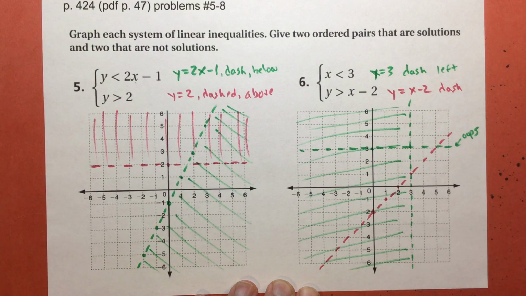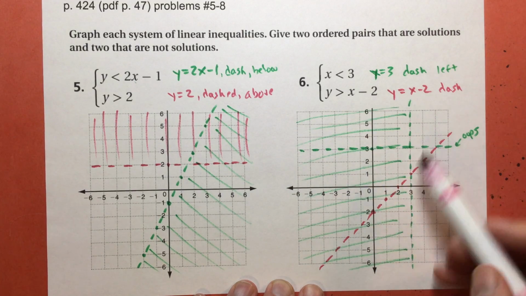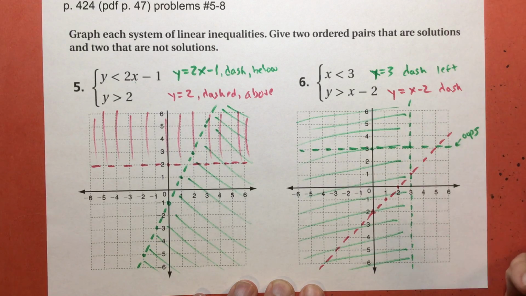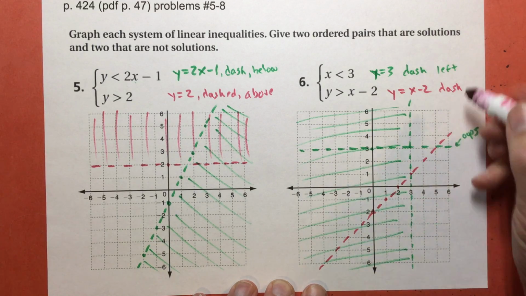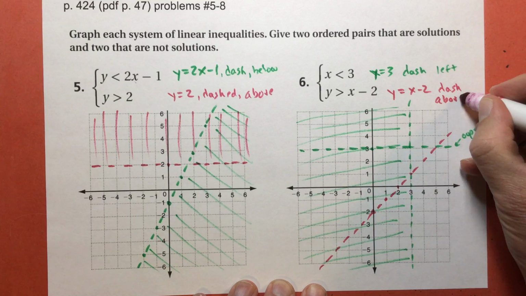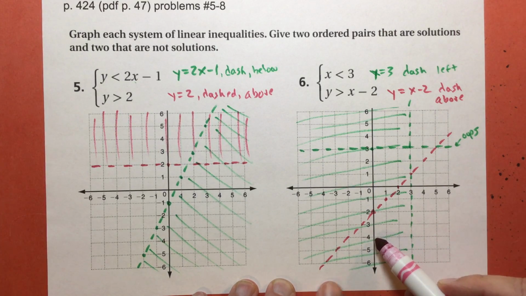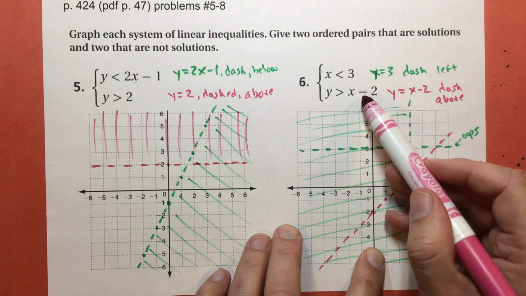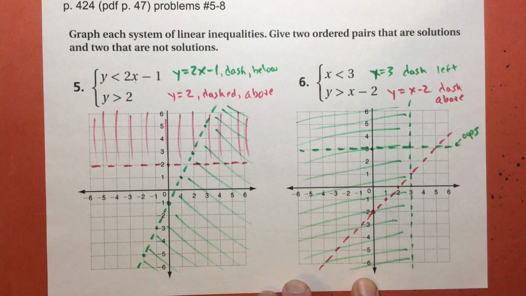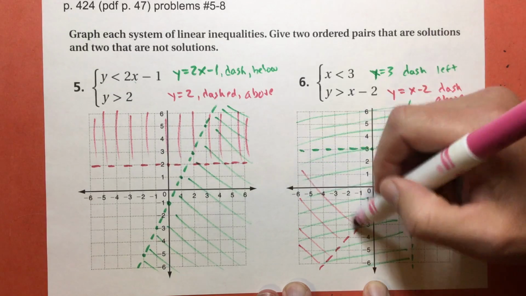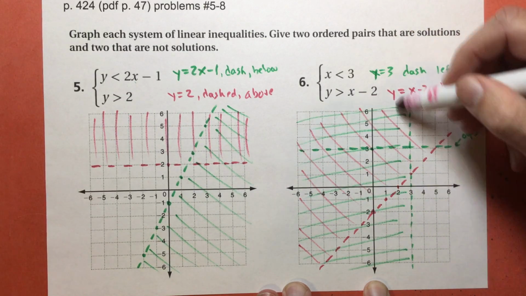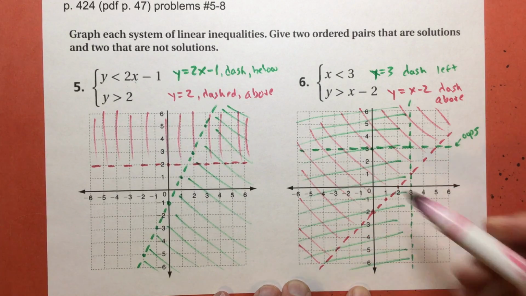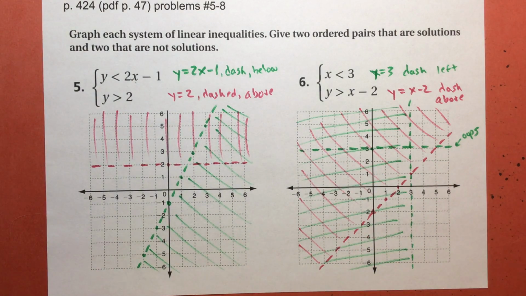Do I shade above or below it? We can pick some points. Let's pick 0, 0. Is 0 greater than 0 subtract 2? Yes, it is. So I'm going to shade above this one. Let's go to the other side and just check. Let's try 0, -4. Is -4 greater than -2? No, it's not. So I'm going to shade above it, and it's going to look like that. And this area right in here, that's going to be the overlap. So that'll be the solution.